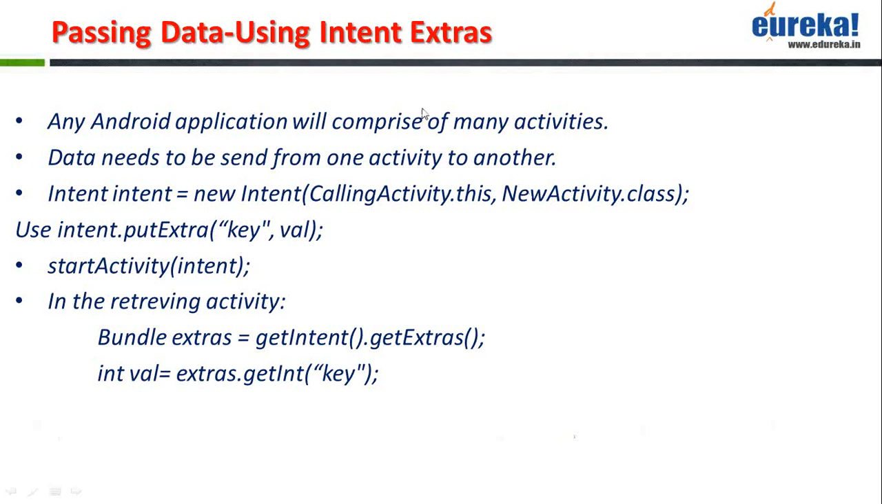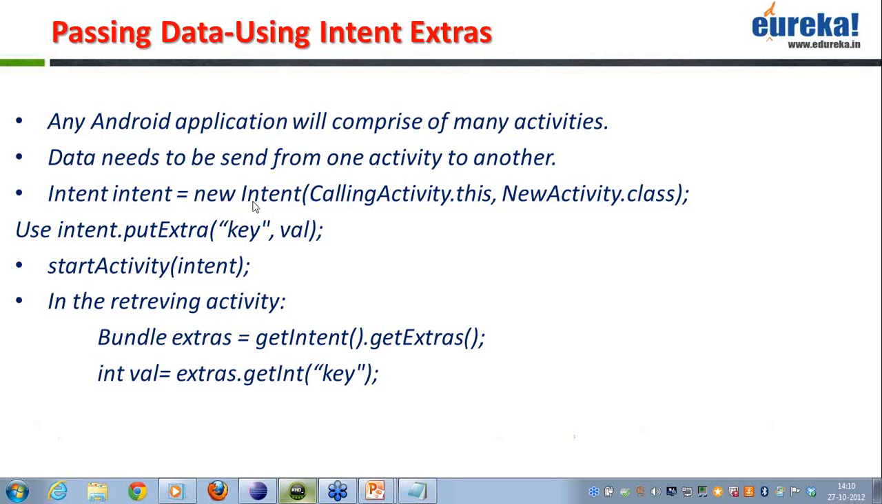So here I can also pass information from one activity to another. But how do I do that? Any Android application will comprise many activities, and data needs to be sent from one activity to another. Here I have an example wherein I have created an intent and I have used putExtras. When I use putExtras, I'm passing some extra information with the help of the intents, which can be used by the retrieving activity, right?